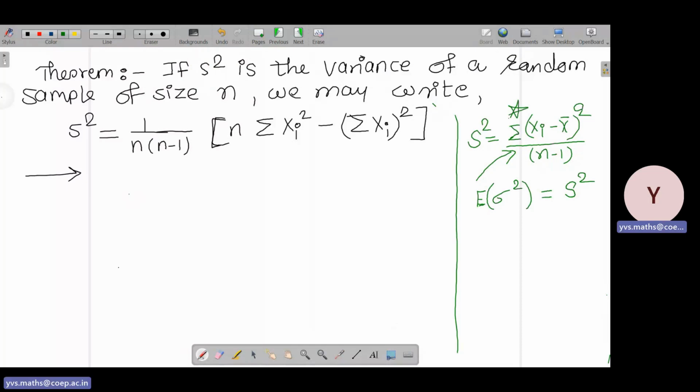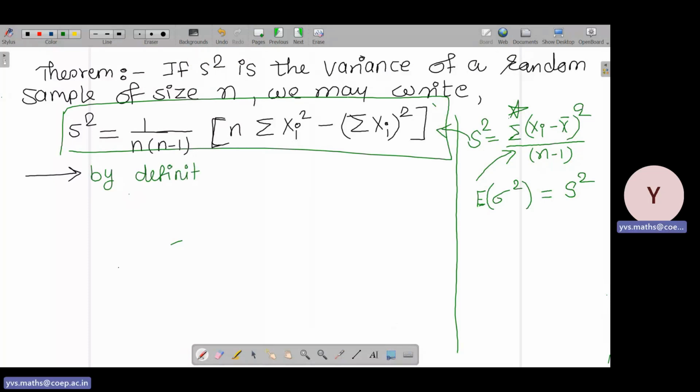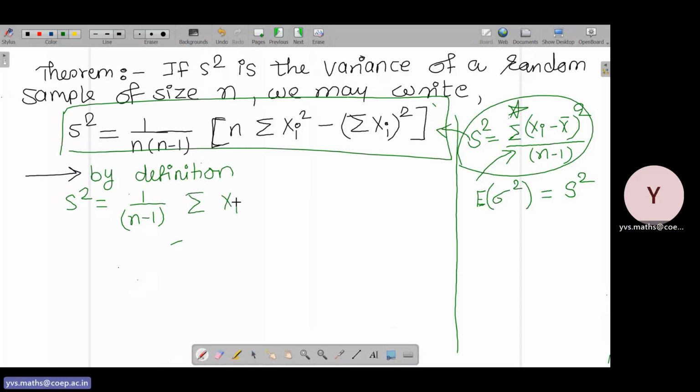Now, if we know this basic definition of S square, you can also write it in this form. Let us prove how we can arrive at this formula as given in the theorem. So let's start with the proof. By definition of S square, S square is 1 upon n minus 1 into summation xi minus x bar, where x bar is the sample average, whole square, where i runs from 1 to n.